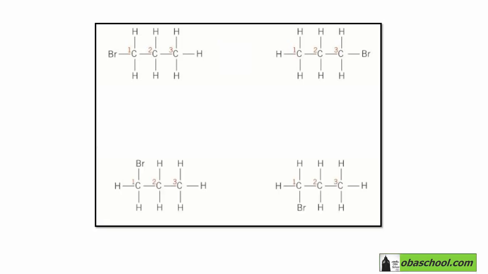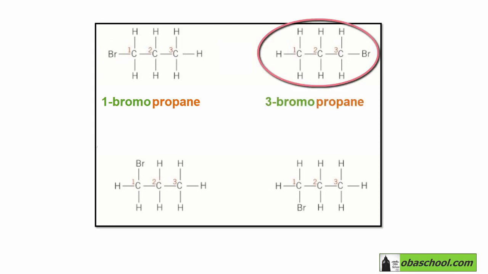Let's name the first one. So we have 3 carbon atoms in the main chain and all the bonds are single. So its name will be propane. However, we have one bromine atom attached to one of the carbon atoms. Let's check the position of this functional group, which is a haloalkane. So if we count 1, 2, 3, the number of this carbon is 1. So this is 1-bromopropane. On the other hand, if we examine this molecule and we use these numbers, then we will have 3-bromopropane.